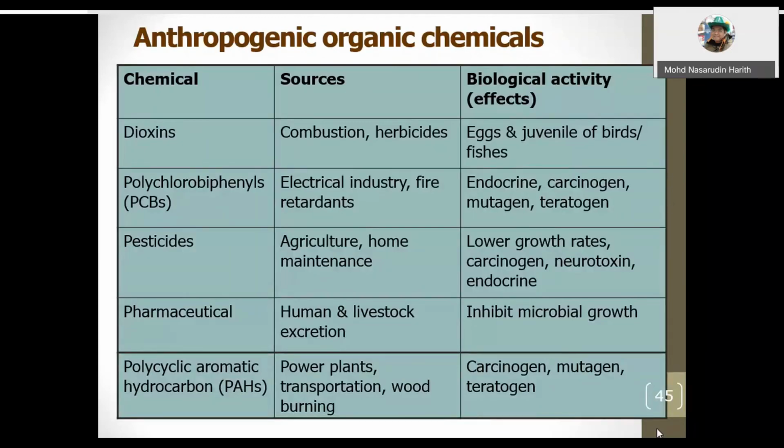These are the anthropogenic organic chemicals. There are many chemicals here. For example, dioxin. The sources are from combustion or herbicide. There are also other anthropogenic organic chemicals, for example, PCBs or polychlorobiphenyls, pesticide, pharmaceutical, or PAH, or polycyclic aromatic hydrocarbon. You can have a look to understand the sources and biological effect of these chemicals.